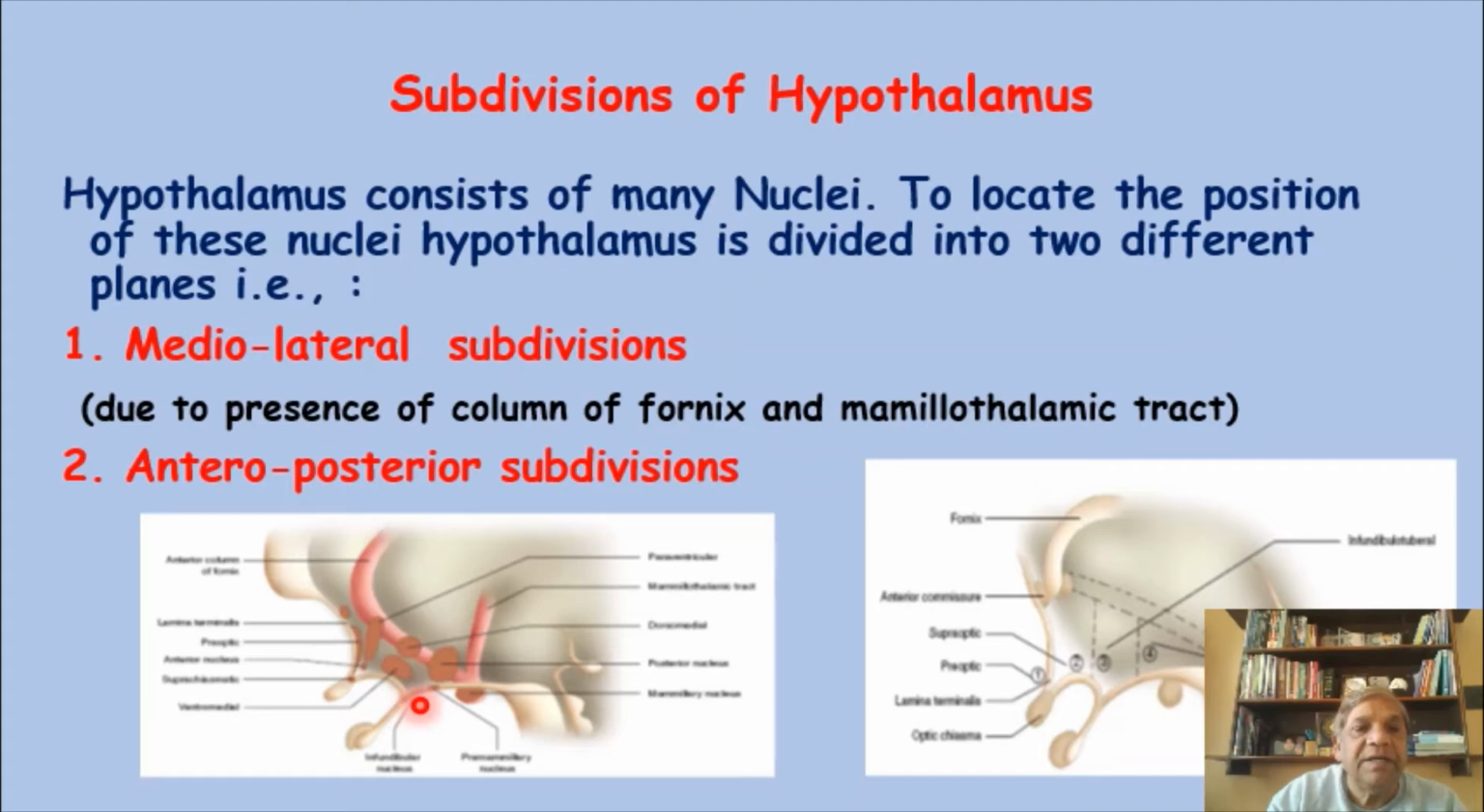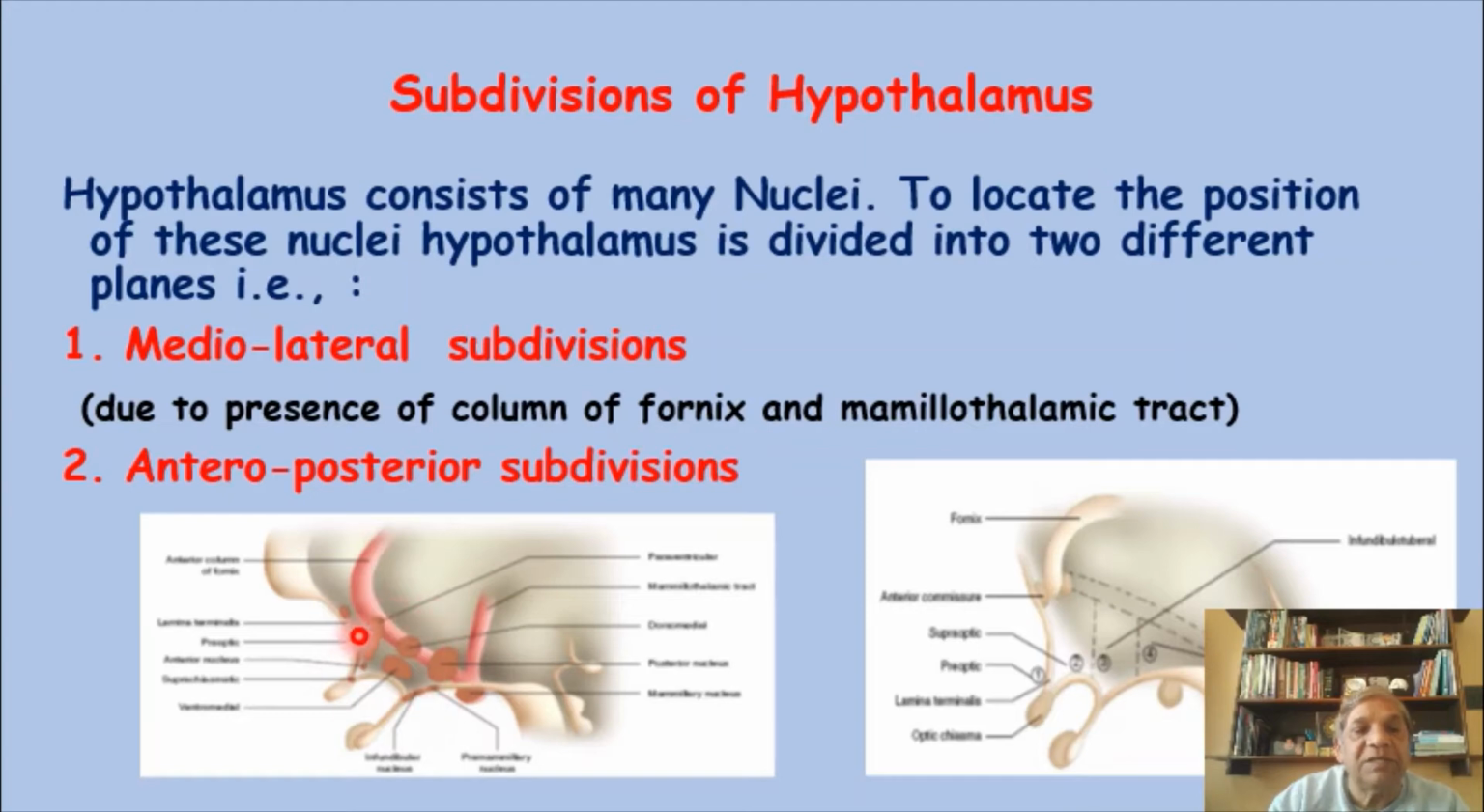This is the floor of the third ventricle, formed by the optic chiasma, the tuber cinereum, and the infundibular stalk where it is attached, and then this is the mammillary body. The posterior limit of the hypothalamus is an imaginary vertical line posterior to the mammillary body. So this is that posterior limit.